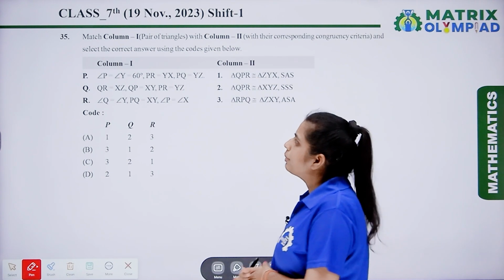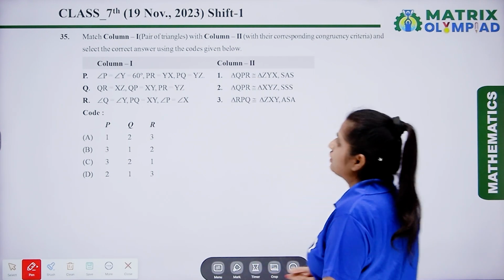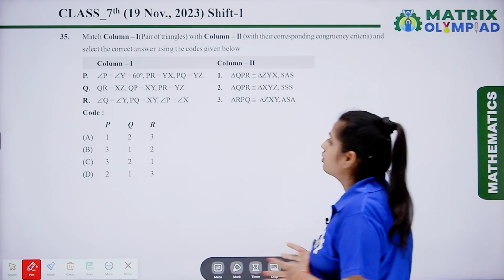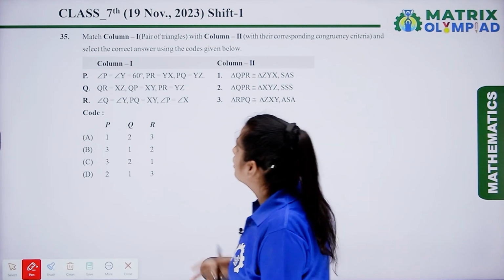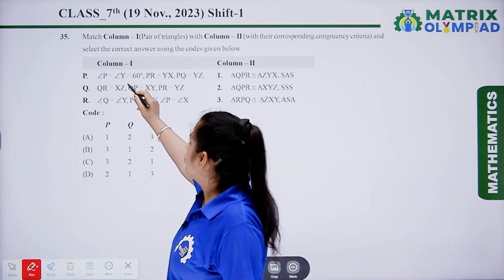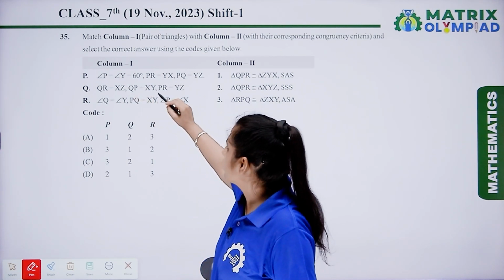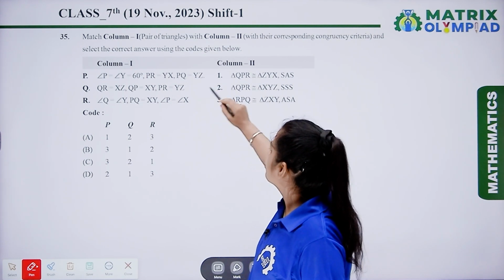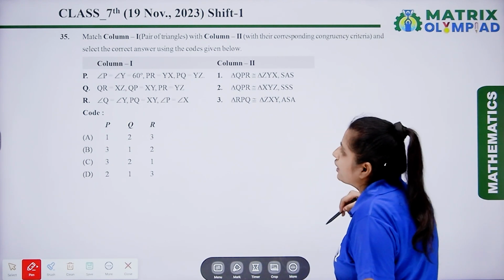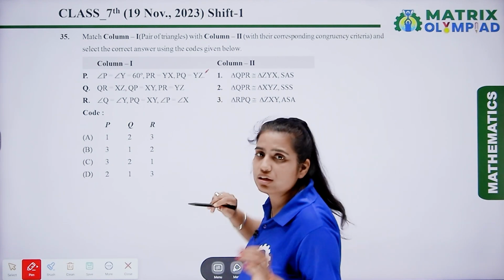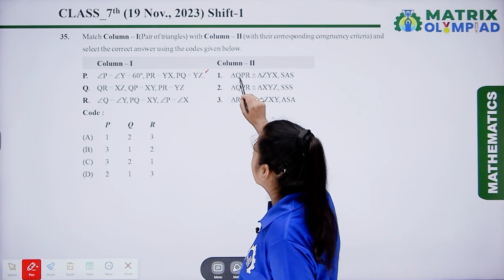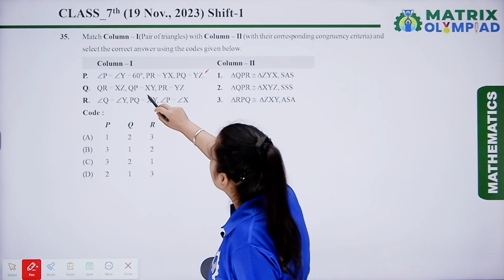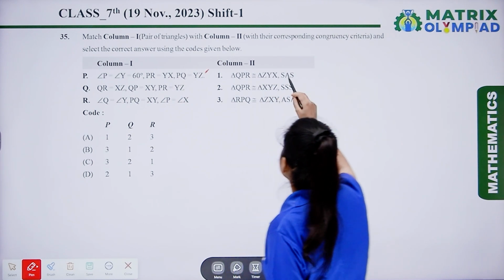Now, the next question is question number 35. In this question, we have to match the column 1 with column 2 with the corresponding congruency criteria. So, here angle P is equal to angle Y, that is equal to 60 degree. PR equal to YX, PQ is equal to YZ. So, here let's check the triangle in which all these three things are true. So, here let's check the first triangle. QPR is congruent to ZYX. So, here we have one angle and two sides. So, here it is one angle and two sides.